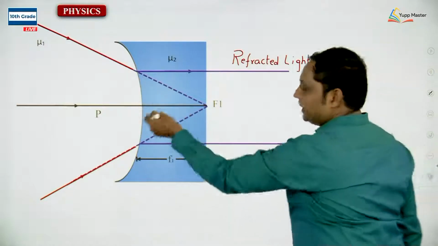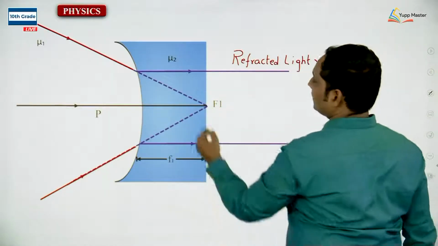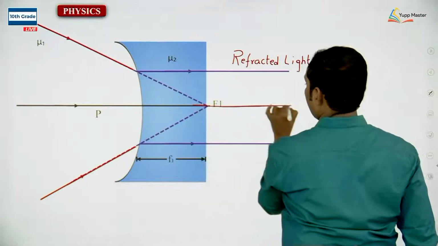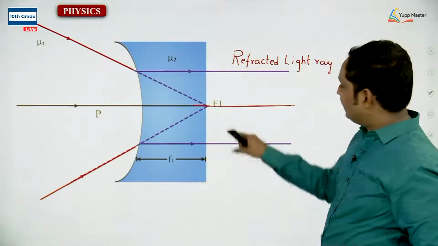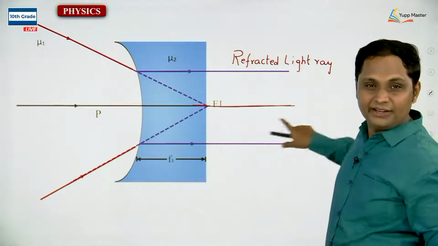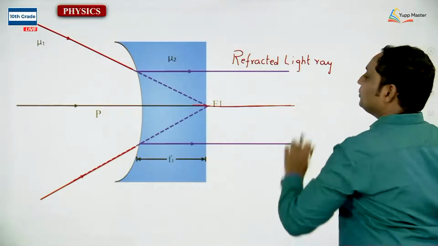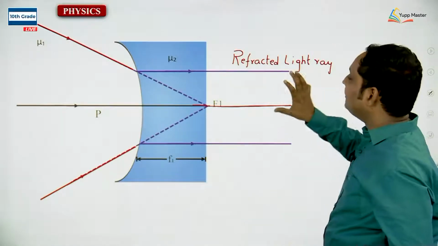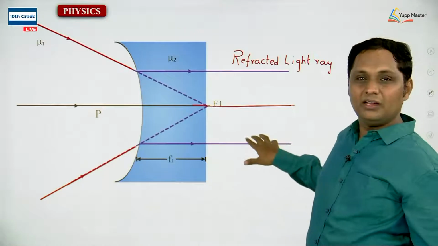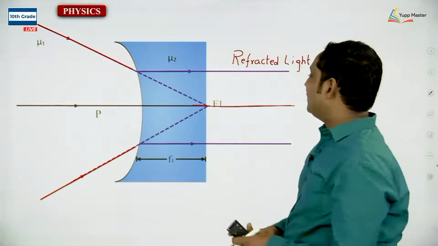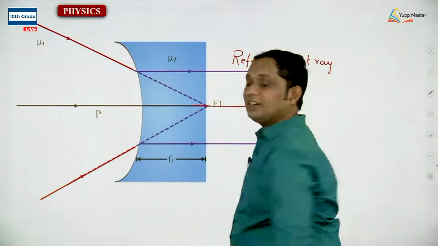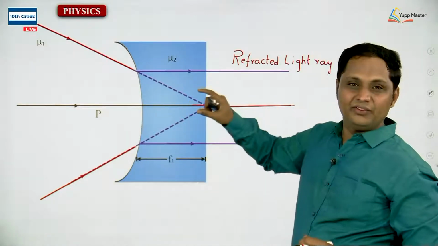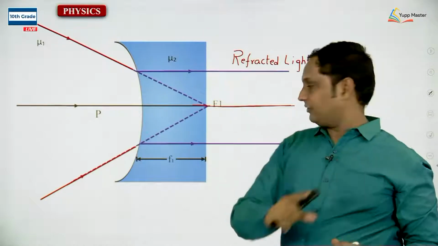So this is the ray which is incident normally. It moves in a straight line and does not undergo any refraction. Without any deviation it moves away. If an incident light ray is at normal incidence, it does not get refracted. Very clear.